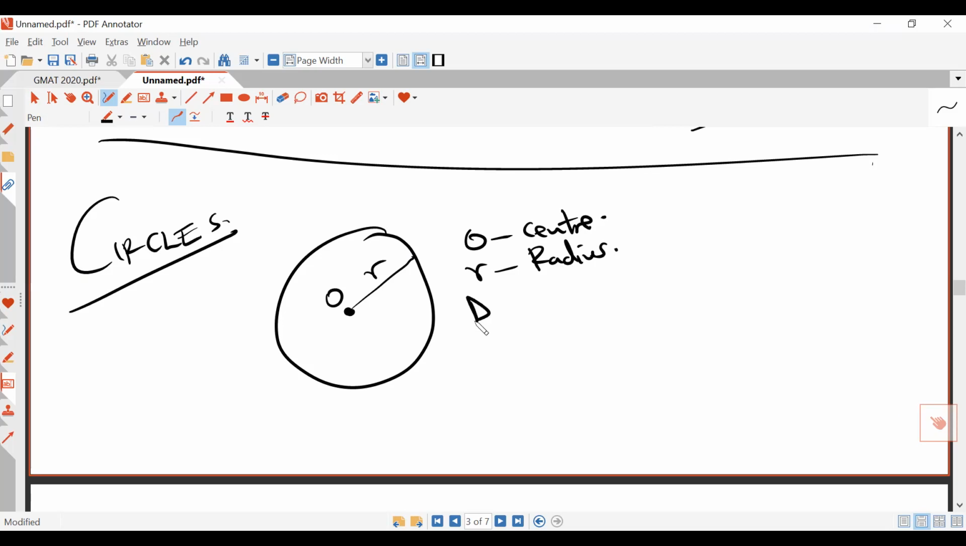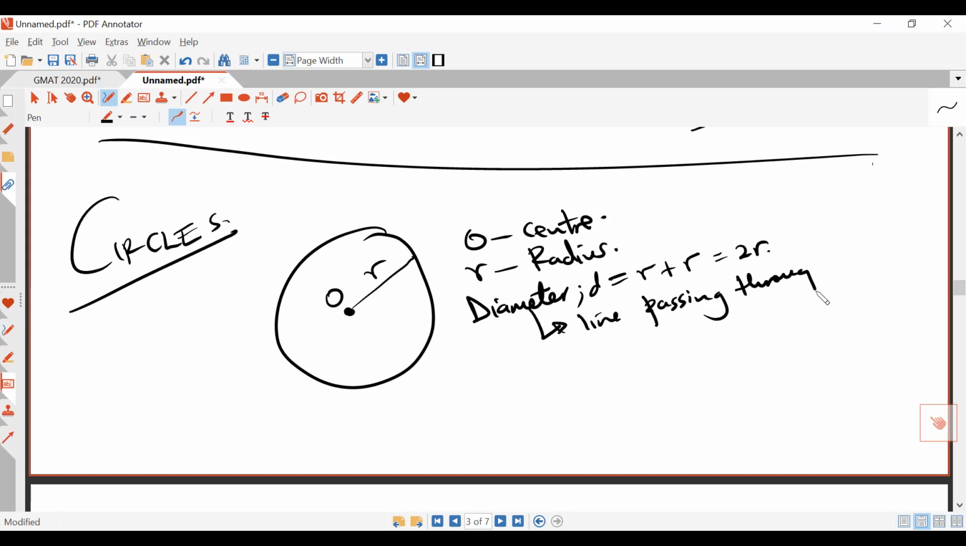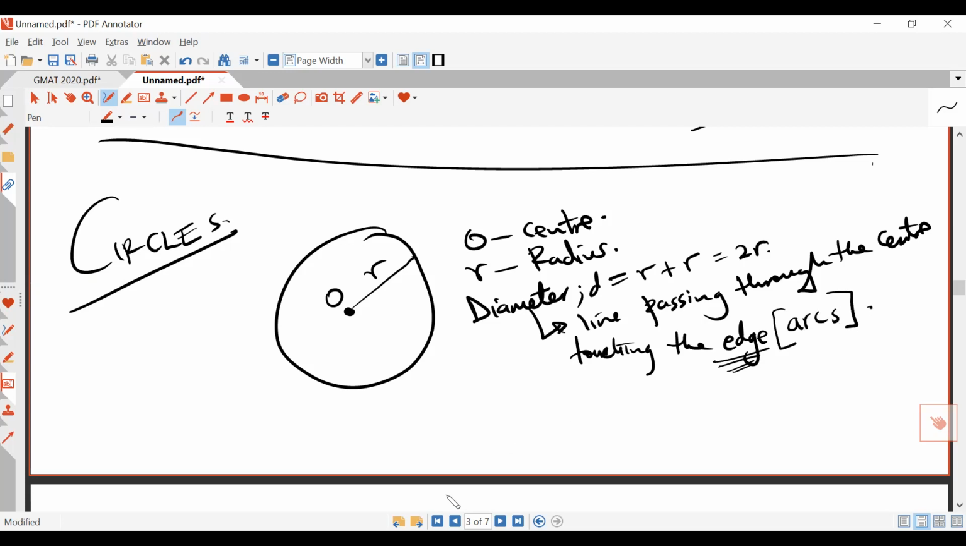Okay, diameter. Do you remember diameter? Diameter is equal to R plus R, that is 2R. It is the line passing through the center and touching the edges. But in case they bring a question concerning circles, they are not going to use the word edges. Instead, they are going to use the word axe. You will be seeing the word axe.